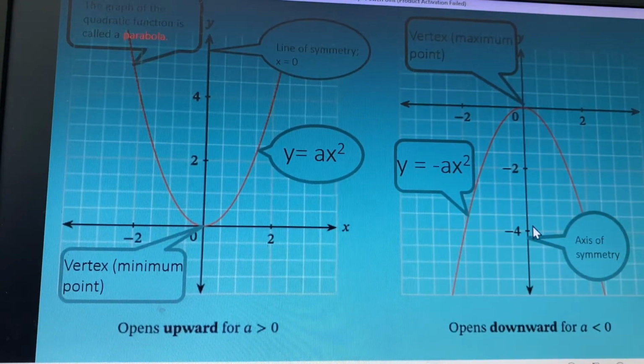The second graph opens downward for a less than 0. So we have y equals negative ax squared. The vertex is the maximum point, and the axis of symmetry is x equals 0. In short, if the value of a is negative, the parabola opens downward. If the value of a is positive, the parabola opens upward.